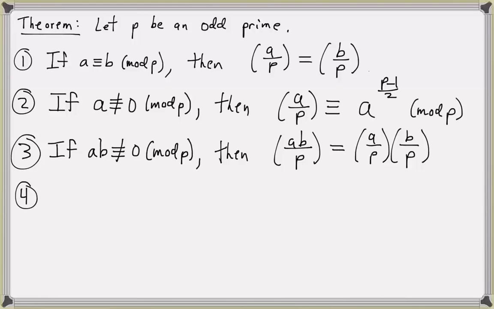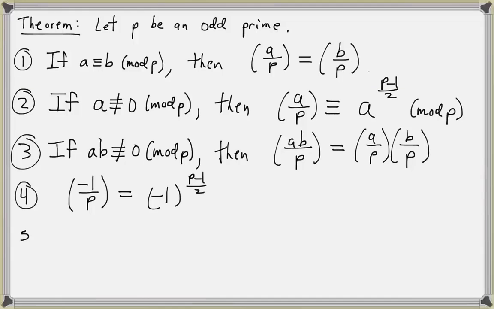Fourth property, -1 over P equals -1 to the power P minus 1 over 2. So this property says that -1 is a quadratic residue of P if P is congruent to 1 mod 4, because then you'll get -1 to an even power. But if P is congruent to 3 mod 4, then -1 to an odd power will be -1, and therefore -1 is a quadratic non-residue.